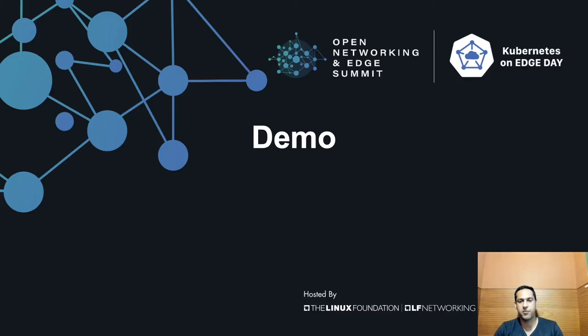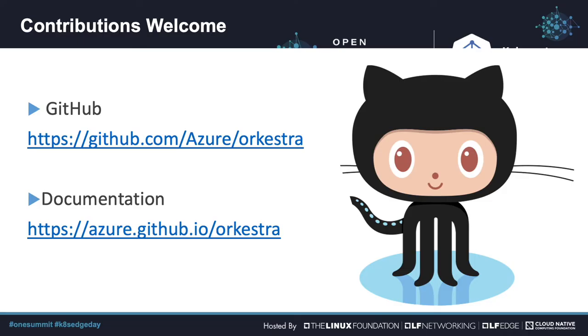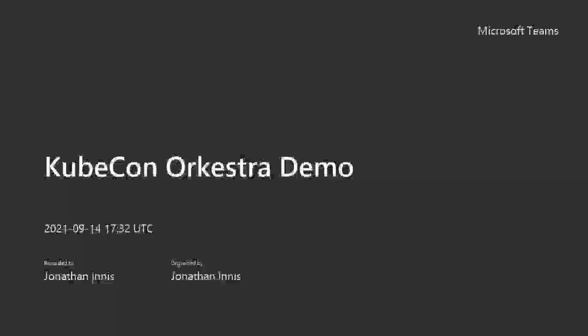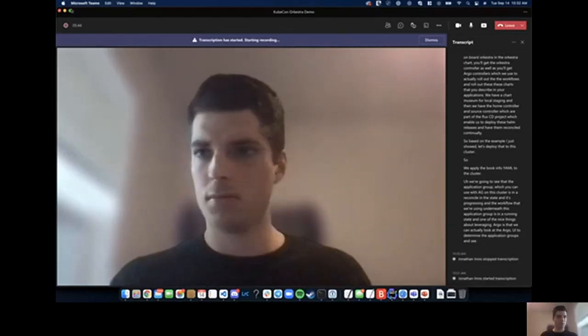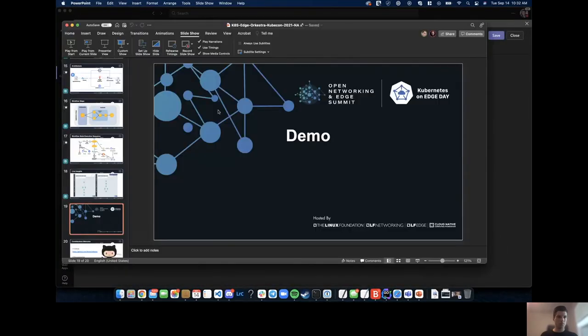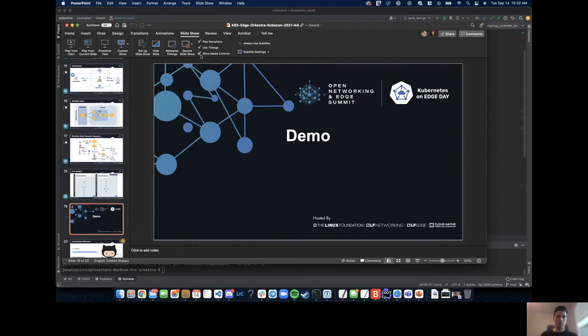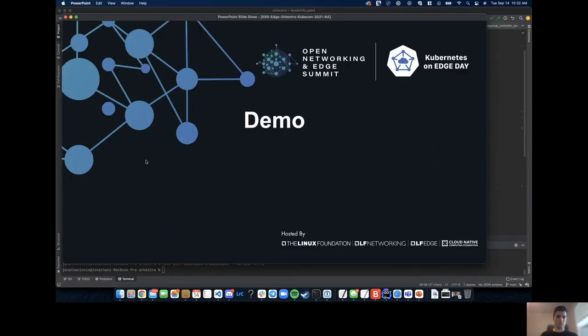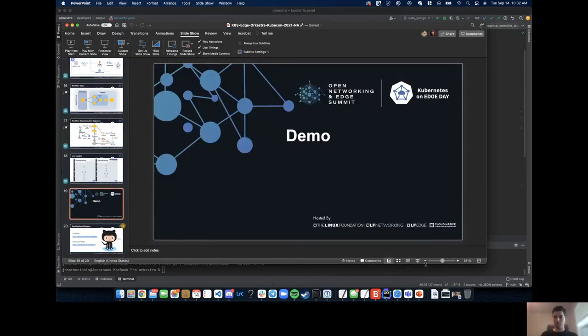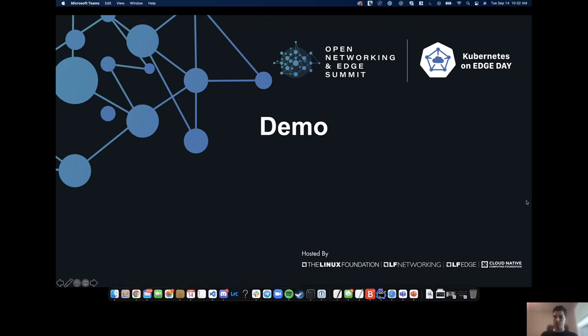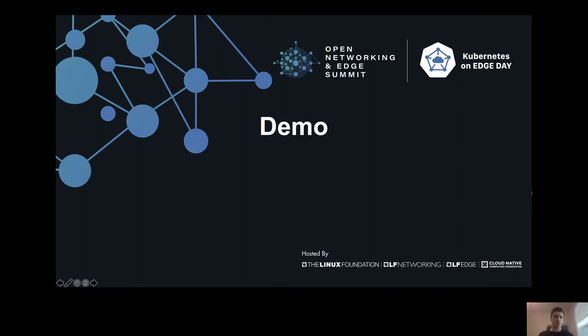With that, I'm going to hand off the controls to Jonathan, who will walk us through a demo of using Orkestra using a simple set of applications. Thanks, Nitish. As Nitish mentioned, my name is Jonathan Innis, and I am an engineer on the Azure Arc-enabled Kubernetes team at Microsoft, as well as a maintainer of the Orkestra project.